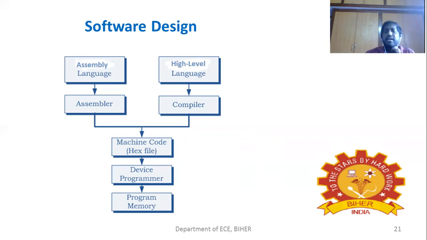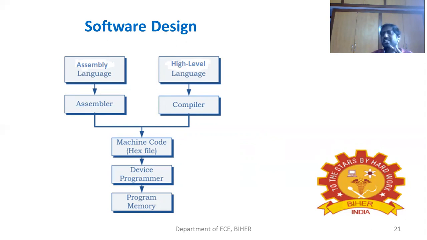And then the assembler is there, the compiler is there. The program you are writing must be accessed and executed by the machine, so you need to convert it into machine code. For that purpose, assemblers are used in assembly language. The role of the assembler is to convert assembly language into machine code. For a high-level language, we use compilers. The compilers convert high-level programming languages into machine code.